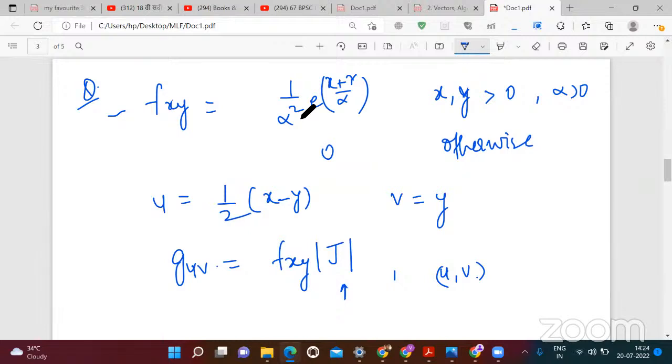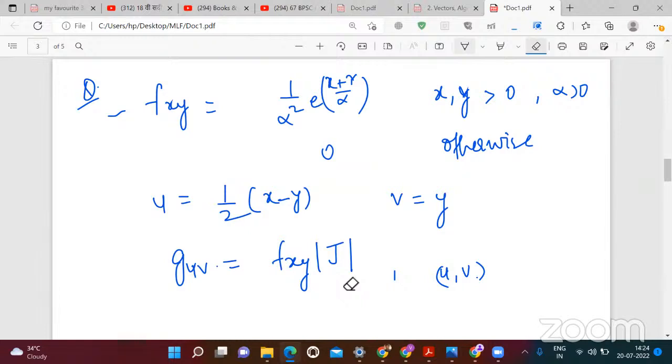Are you guys trying, or should I solve this? Can you do it? Can you solve it? Okay, I'll solve this.